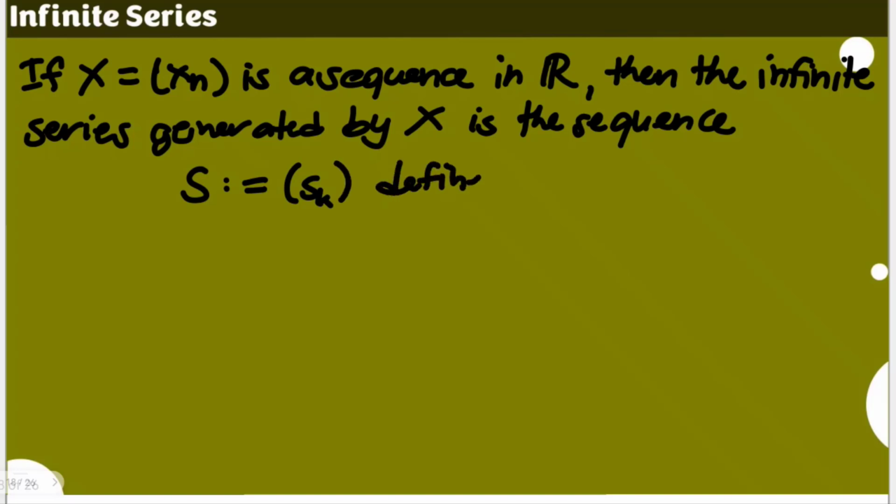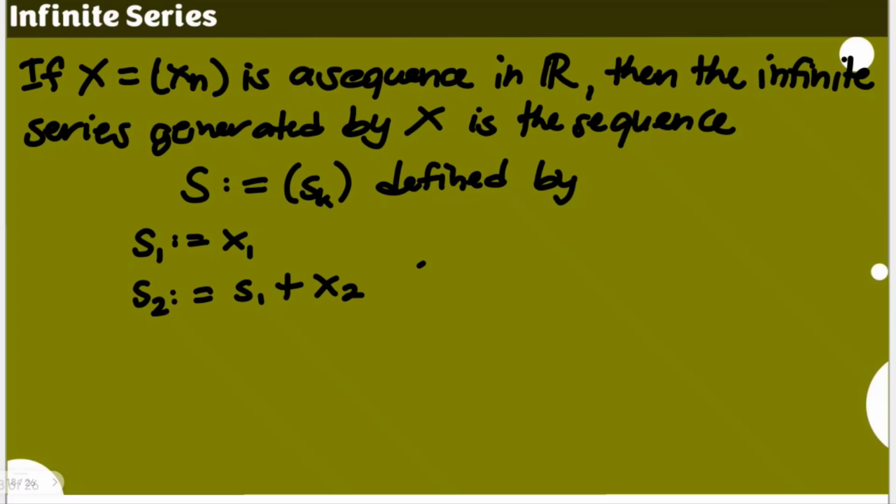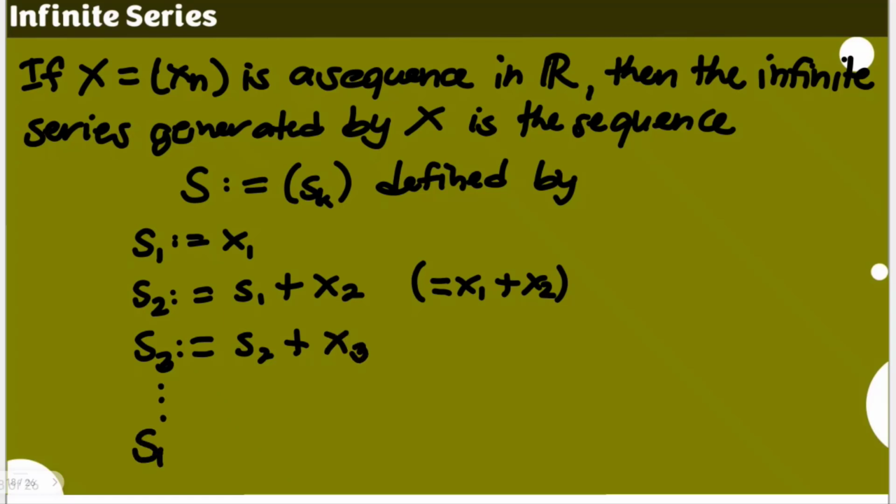This S sub k are all partial sums and defined by your S sub 1 is equal to x sub 1. Your S sub 2 is equal to S sub 1 plus x sub 2, or could also be considered as the sum of the first two terms in a sequence. Your S sub 3 is equal to your S sub 2 plus your x sub 3. As you move forward, your S sub k is the sum of all terms.